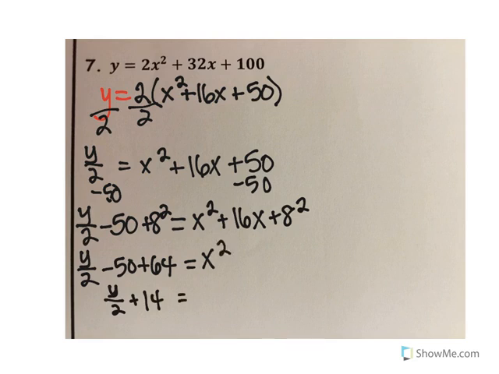Okay, let's focus on the right side. 16x plus 64. What is this perfect square trinomial? X squared plus 16x plus 64. What is it in parentheses? Okay?